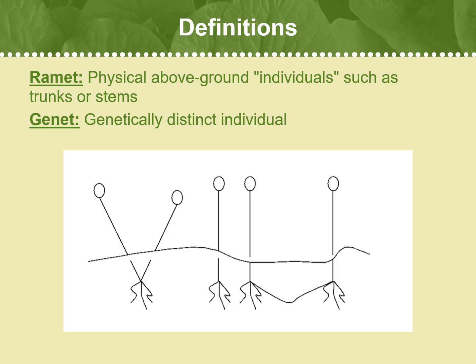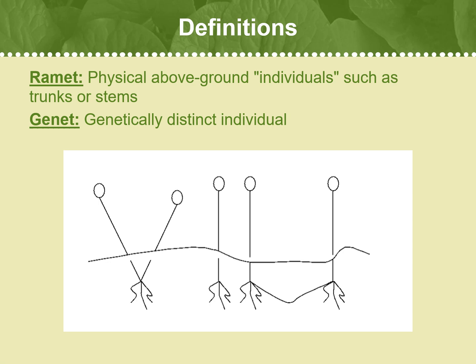Here is another simple drawing of some plants. Can you tell how many ramets there are and how many genets there are? There are 5 above ground stems, so there are 5 ramets. Thanks to our X-ray vision, we can tell that these stems arise from 3 distinct plants.